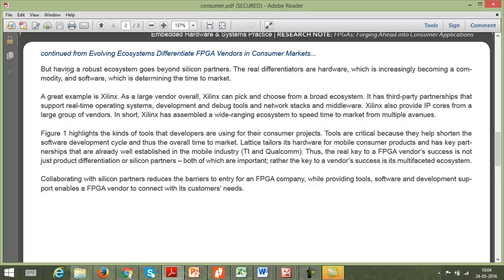Having a robust ecosystem, the real differentiators are hardware, which is increasingly becoming a commodity, and software, which determines the time to market. A great example is Xilinx. As a large vendor, with Xilinx we can choose from a board ecosystem, and the figure which I showed is highlighting the kinds of tools that developers are using for their consumer projects.